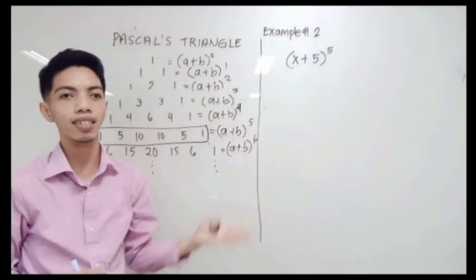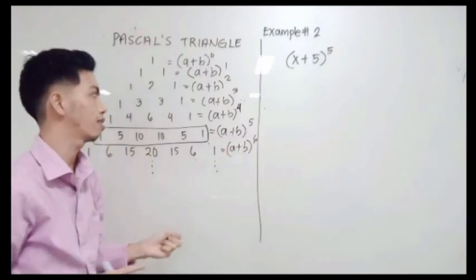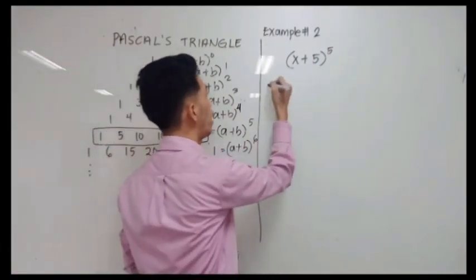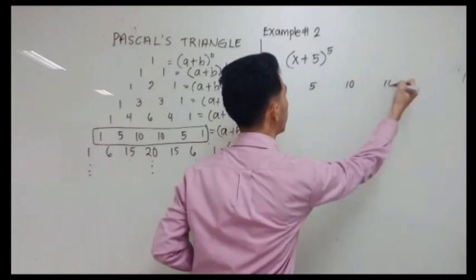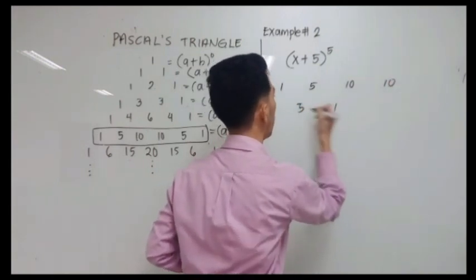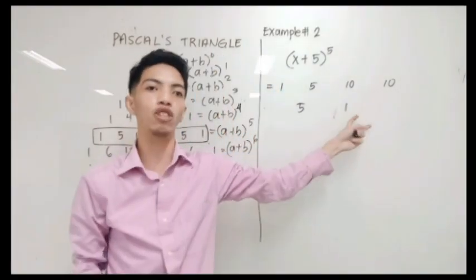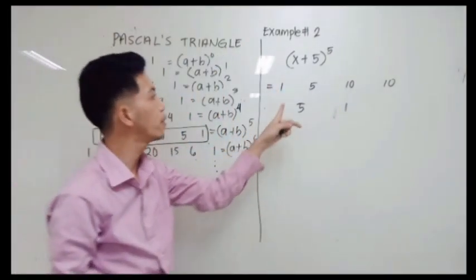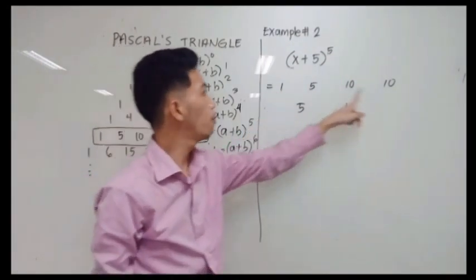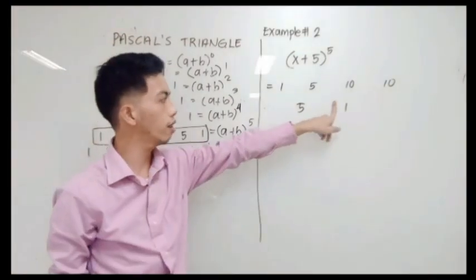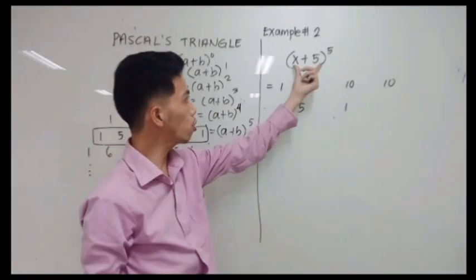So, we are going to write them all with space. Bakit nga may space? Kasi maglalagay pa tayo ng mga variable and exponents. So, you have 1, 5, 10, 10, 5, 1. Okay? So, dito ko na siya nilagay sa baba kasi medyo mahaba yung magiging expansion niya. So, the first thing, we are going to write all the numerical coefficient in the expansion.